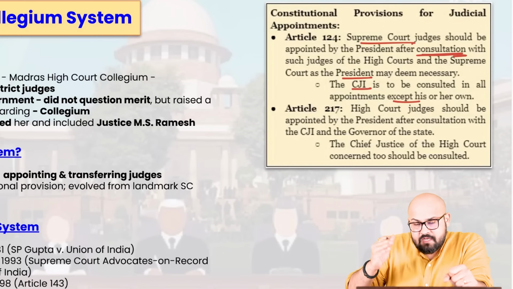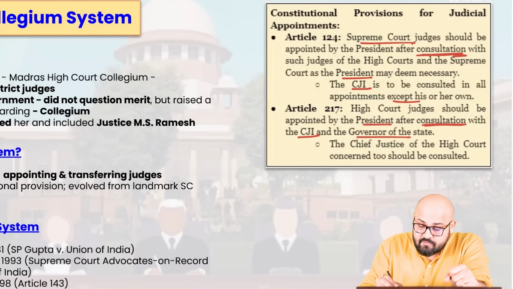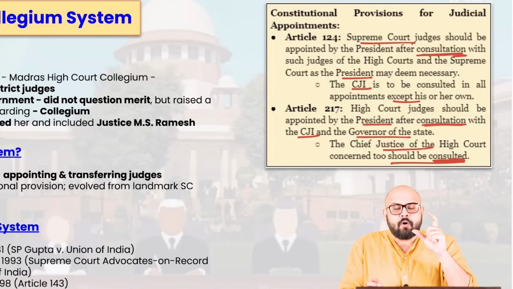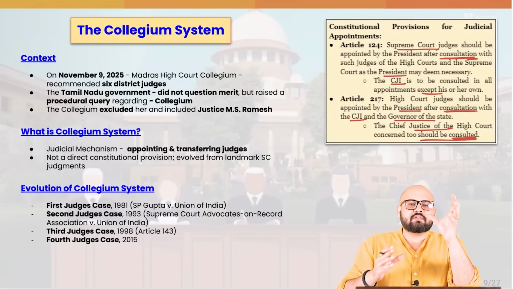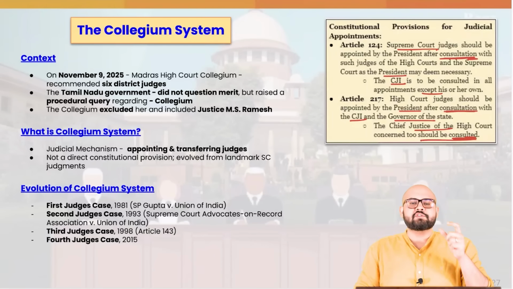Article 217 deals with the High Court. The High Court judges should be appointed by the President after consultation with the Chief Justice of India and the Governor of the state. The Chief Justice of the High Court concerned should also be consulted. Now, the word to be given importance is consultation. It has been the interpretation of this particular word, consultation, which has led to the primacy of the judiciary with respect to the appointment and transfer of judges.